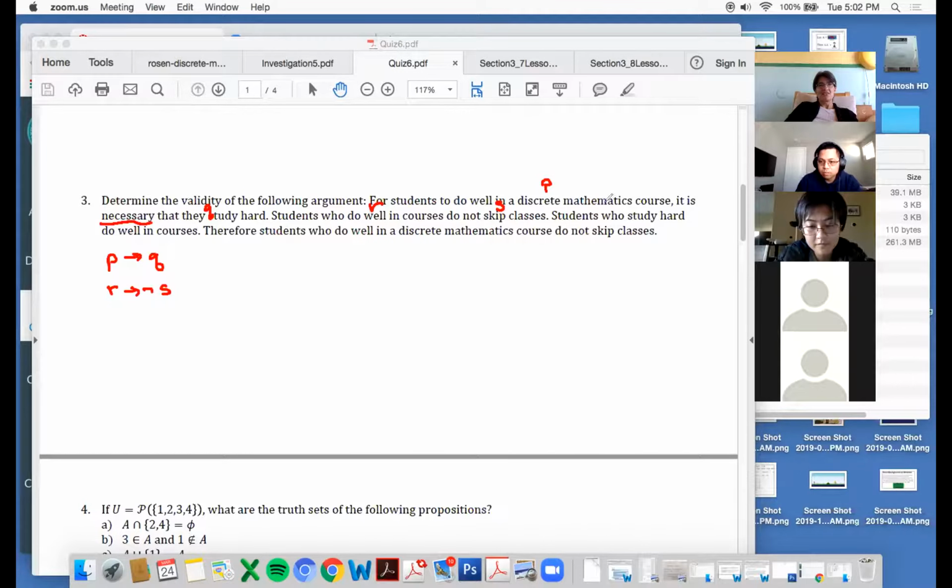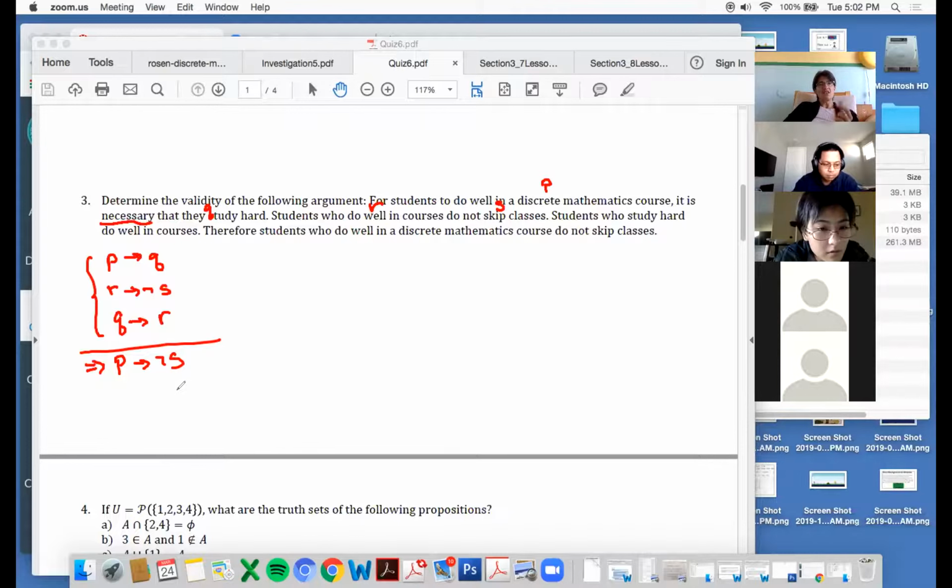All right, students who study hard do well in courses. Was that the R? Okay, so these are my premises. Therefore, students who do well in discrete math do not skip classes. All right, so that's my translation.